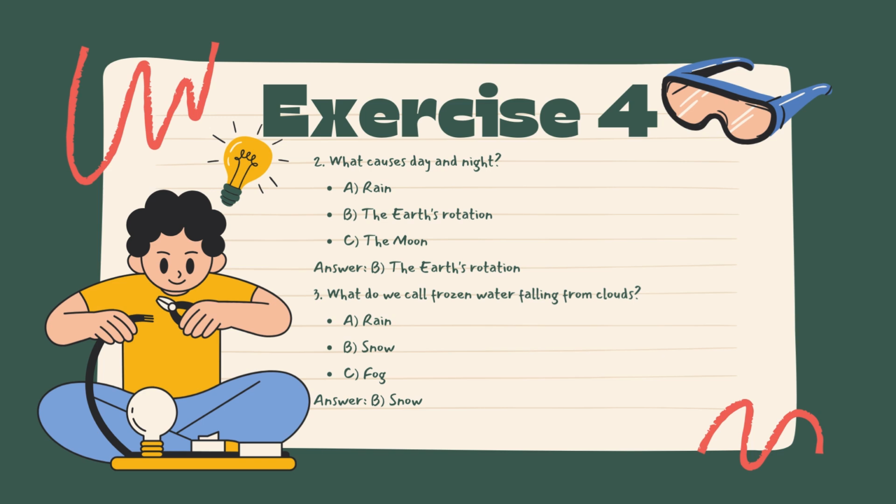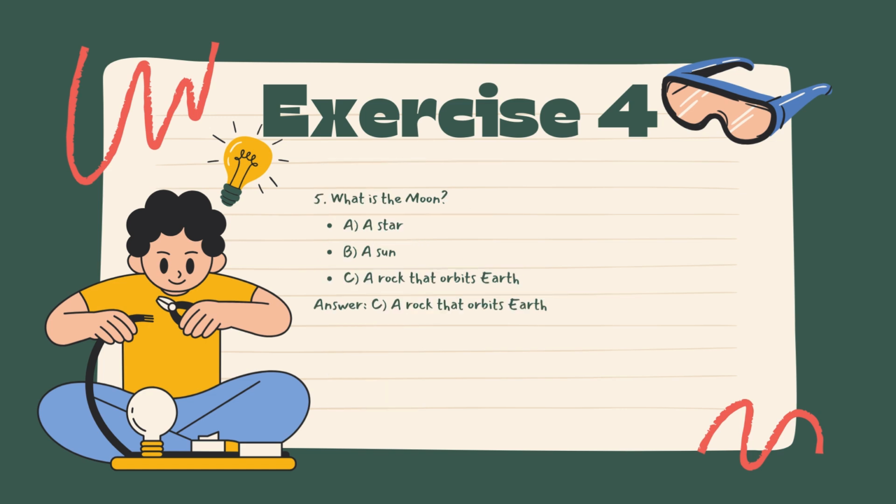The Earth's rotation. 3. What do we call frozen water falling from clouds? A. Rain. B. Snow. C. Fog. Answer: B. Snow. 4. What is the moon? A. A star. B. A sun. C. A rock that orbits Earth. Answer: C. A rock that orbits Earth.